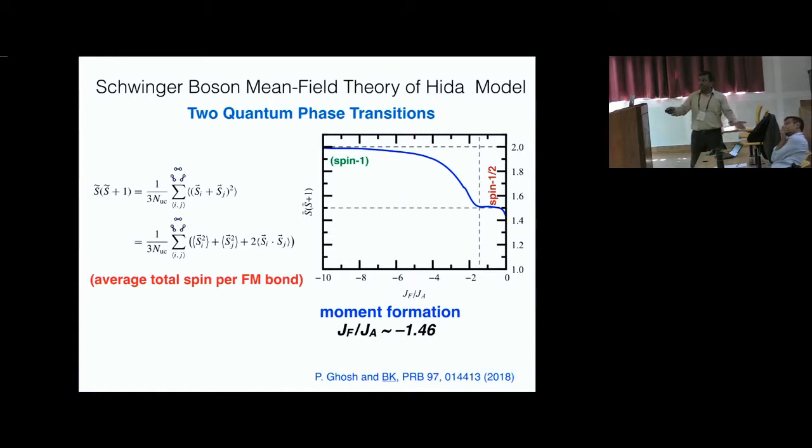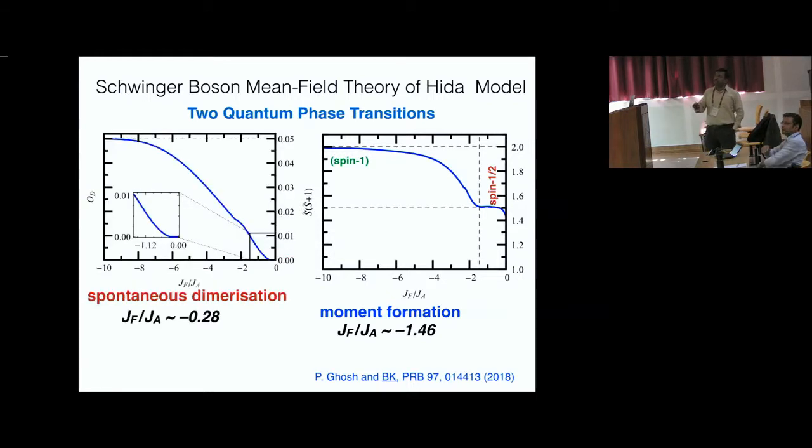And beyond a certain critical strength of ferromagnetic coupling, they start to form a bound state. Initially, but the moment, of course, doesn't immediately become 1. It becomes 1 only when JF is sufficiently large. And this we call the moment formation transition. So basically, the physics of the Hida model and that of the spin-1 Kagome lattice, as motivated by these organic salts, is governed by these two phase transitions.